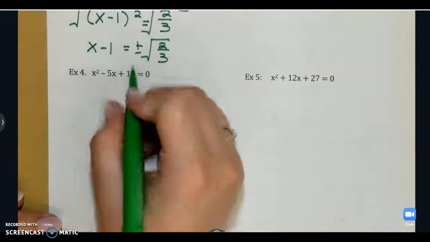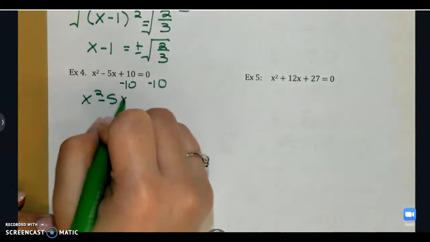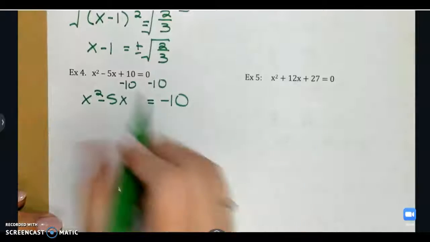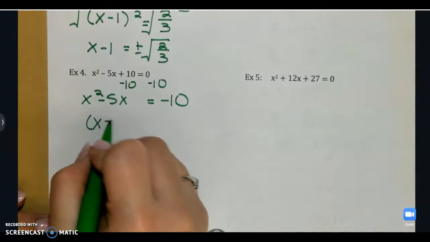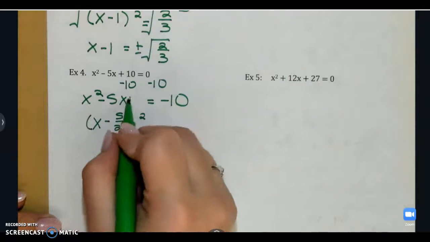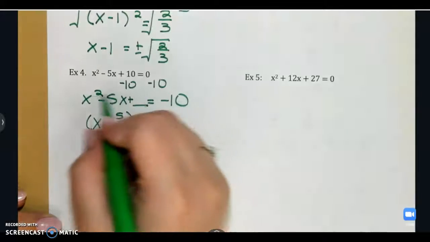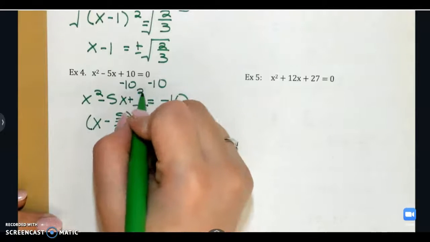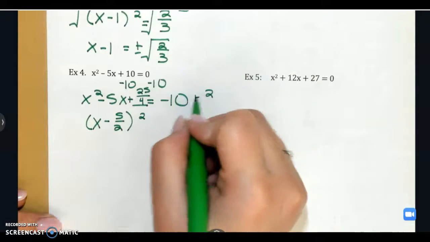Again, this is not a perfect square, so to make it 1, I'm going to first get my constant on the right. Now, I have to have that middle term, so that's going to be x minus 5 over 2 squared. So if that is the other piece of my binomial, if I square this, the third part of my trinomial is going to be 25 over 4. And if I add it on the left, I have to add it on the right.